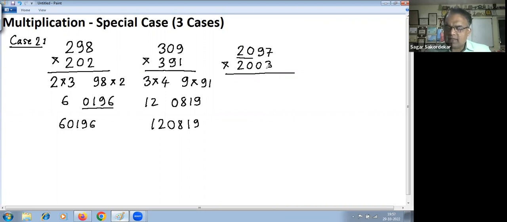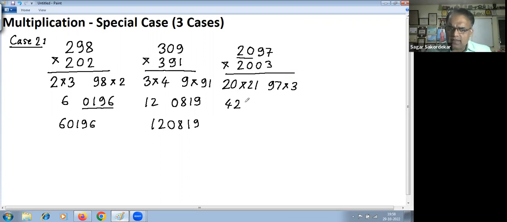Ninety-seven plus 3 is 100, and the remaining digits are common. That is 20 in this case. 20. Next number is 21. Yeah, Isra, correct. And this side it is 97 into 3. So here when you do 20 into 21, you have to do 21 into 2. 21 into 2 is 42.